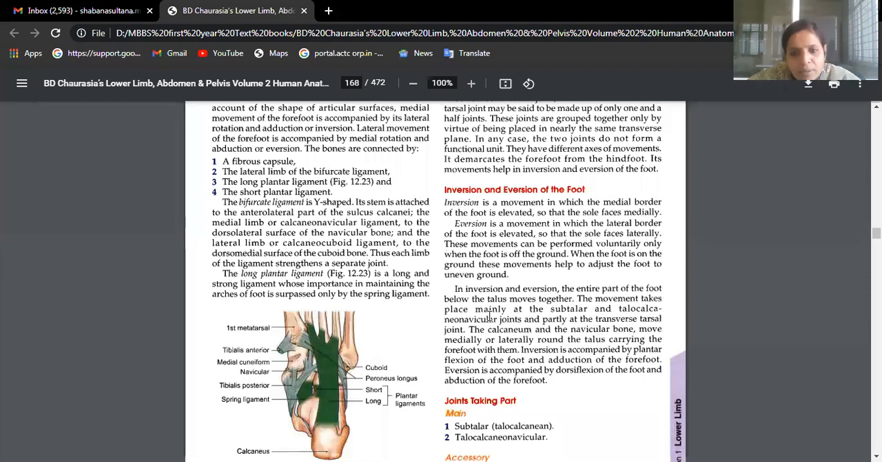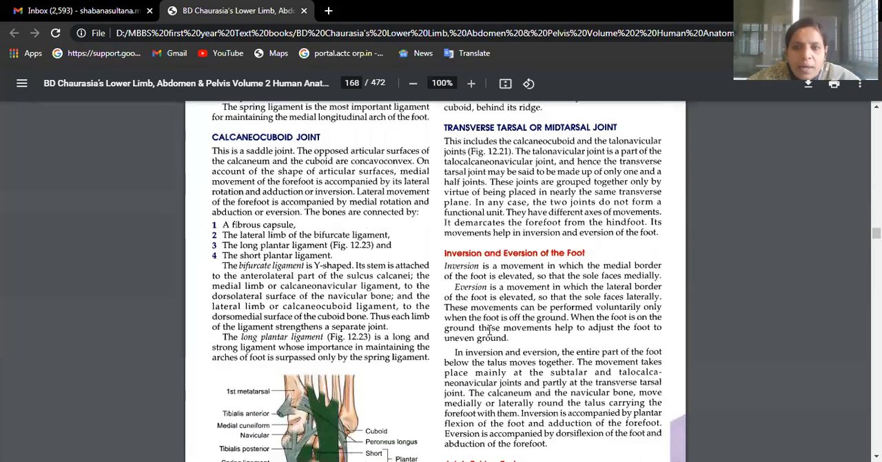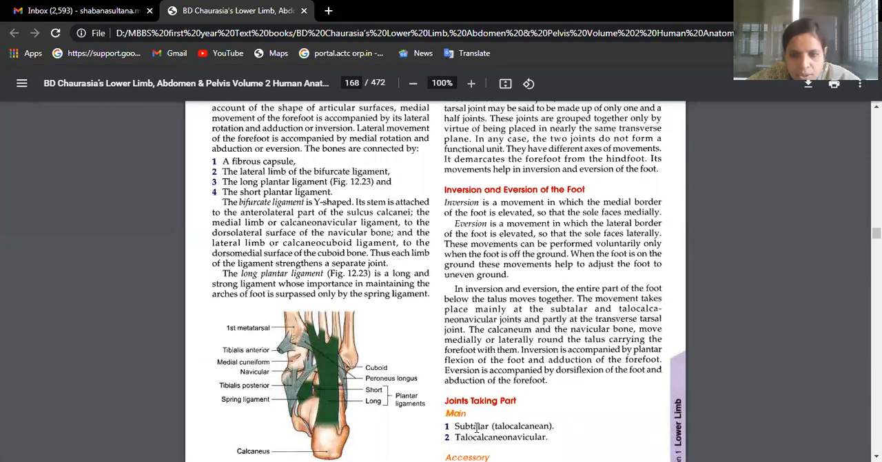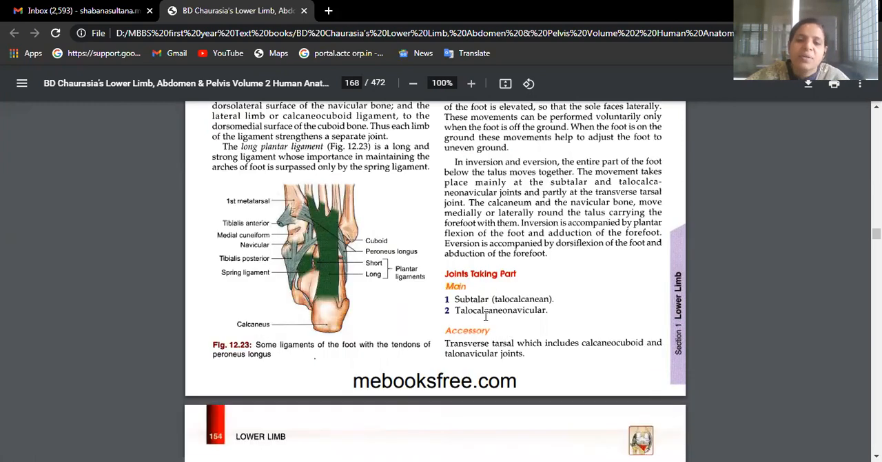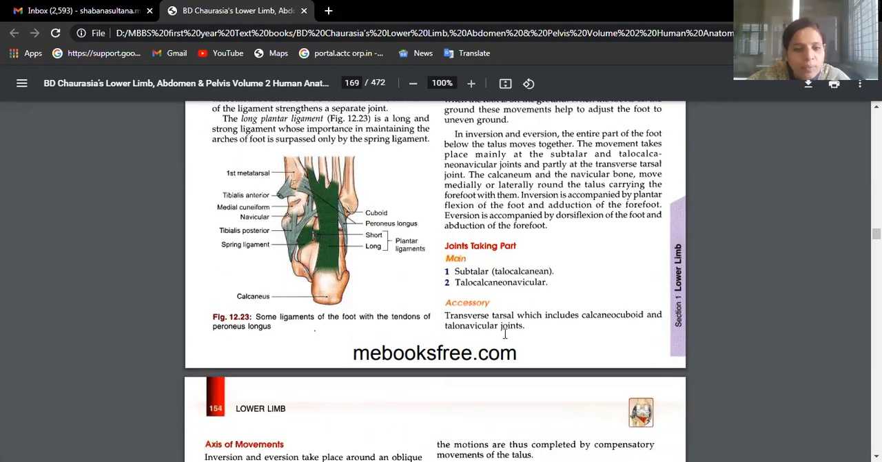Okay, then inversion, eversion, and the joints taking part. The main joint here is the subtalar or talocalcaneal joint, and the talocalcaneonavicular joint. This we usually see when we study the arches of the foot.